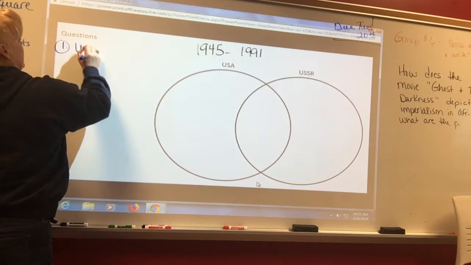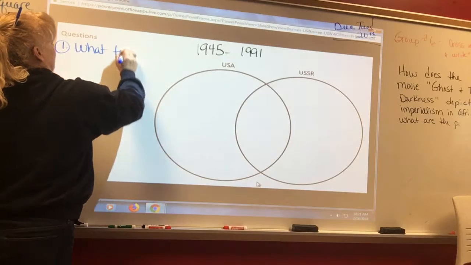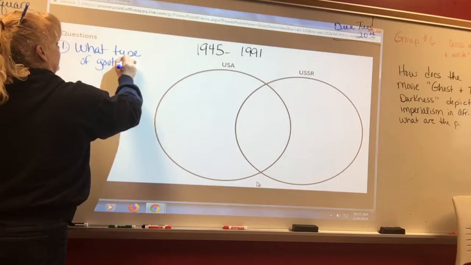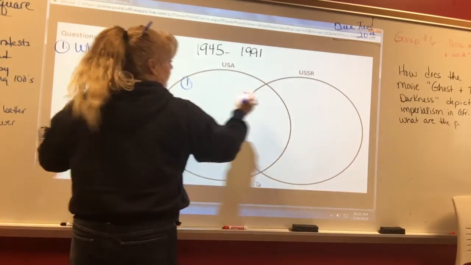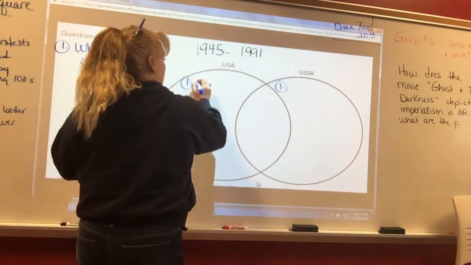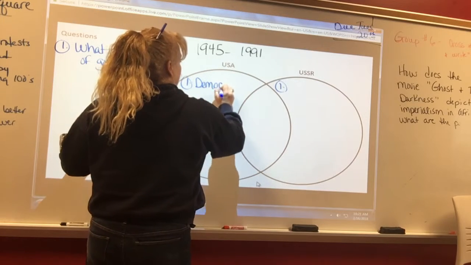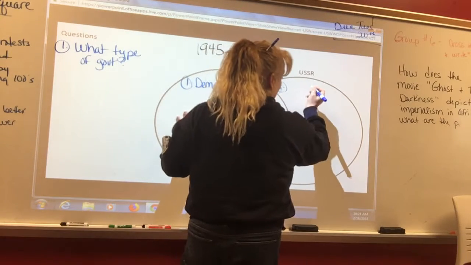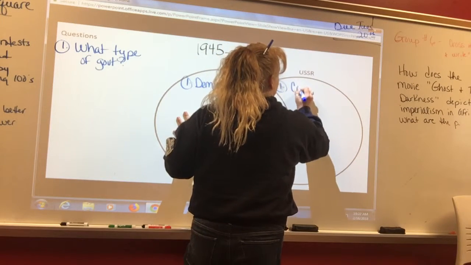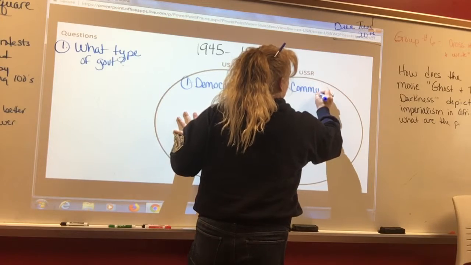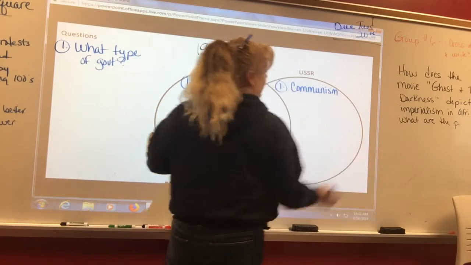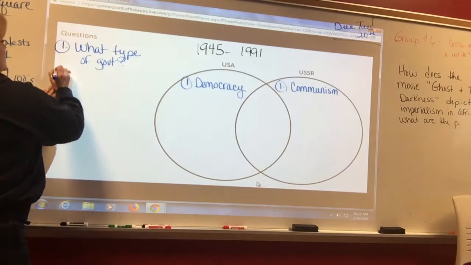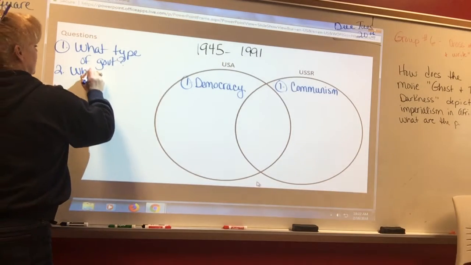So question number one, and I'm going to abbreviate, what type of government does each country have? Now, in our Venn diagram, we're going to start with number one. We all know in our country we have what we call a democracy. And in the Soviet Union, following World War I, when they withdrew from World War I, they established between Lenin and the Bolsheviks a form of government that they call communism. So those two words themselves don't mean much unless we figure out who is in charge.